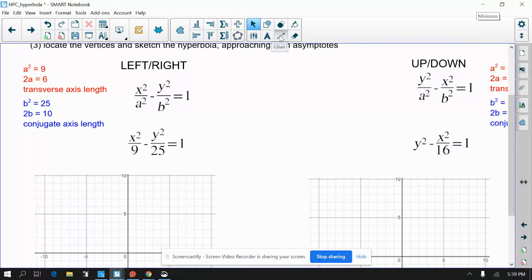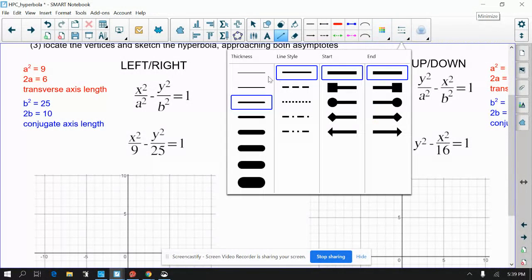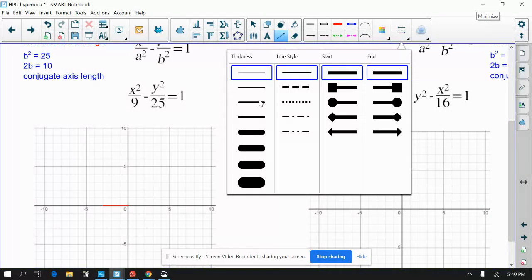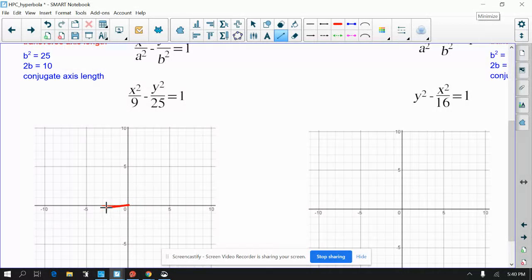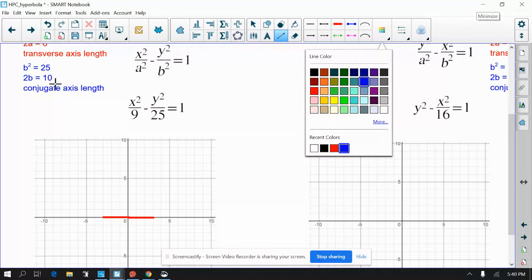So let's graph these. I will graph the transverse axis, and I'm going left and right because my A value is underneath the X. So I need to go to the left from the origin, from the center, to the left 3 and to the right 3. I'll make that thicker. And then the conjugate axis is 10 long, but it's 5 up and 5 down. Again, it's connected to the Y, so that should remind you that you're going up and down.